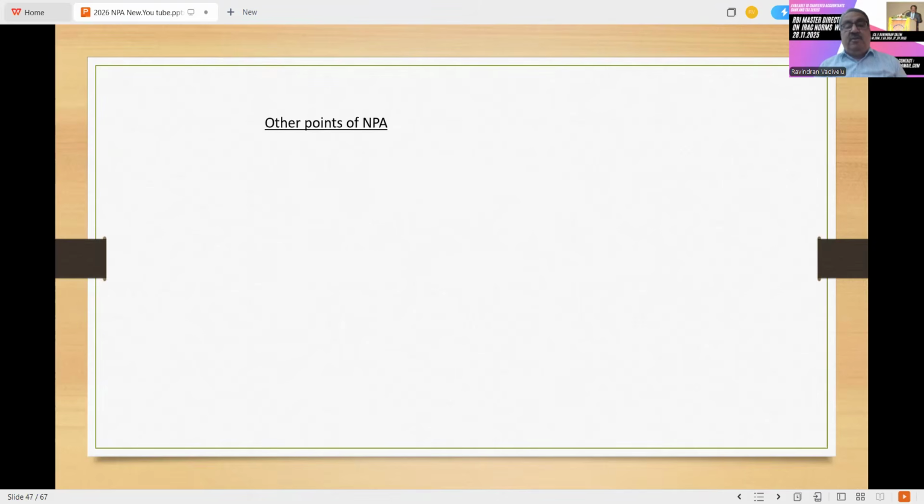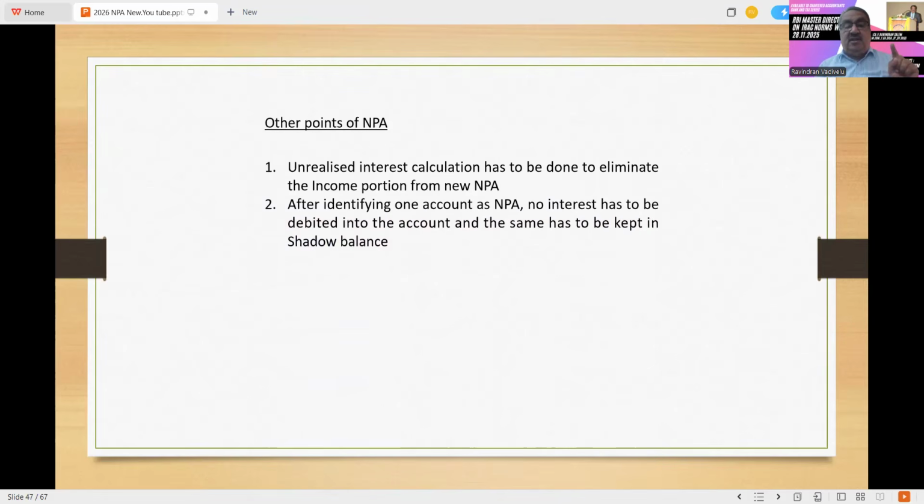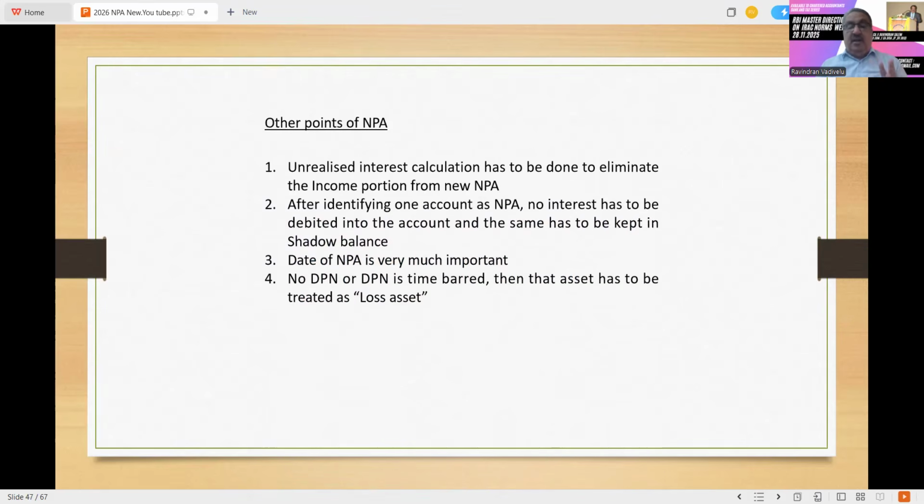Next one, other important points of NPA is unrealized interest. That is, if you have classified one account as NPA for the first time, then you have to remove the unrealized interest. And after you identify one account as NPA, no further interest has to be charged. And the NPA date is very, very important.